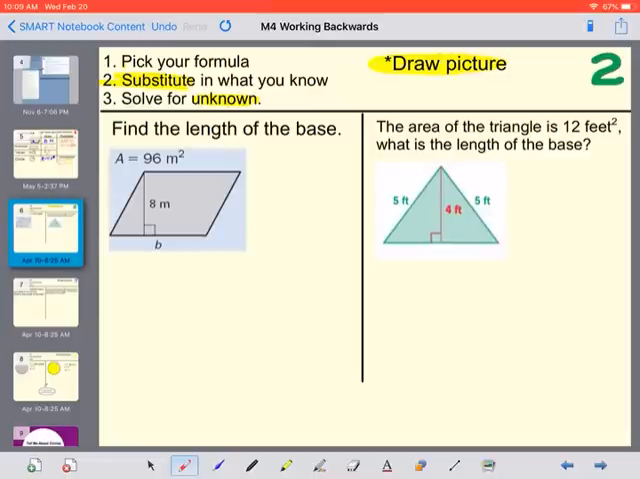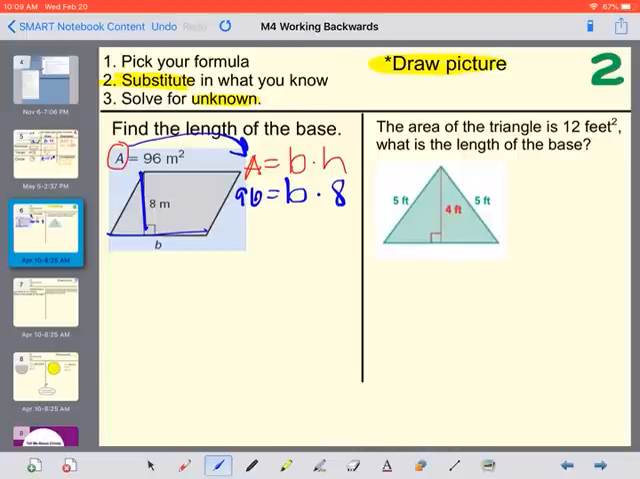So first, I know that this is a parallelogram. So the area of a parallelogram, I know I'm going to use the area formula because they say A equals 96. Area is simply base times height. So we're going to plug in what we know. We know the area is 96, so I'm going to plug that in there. The base, we don't know. We're going to use the letter B. And our height right here is 8. So I just plugged in those numbers that I know, and now I simply need to solve this.